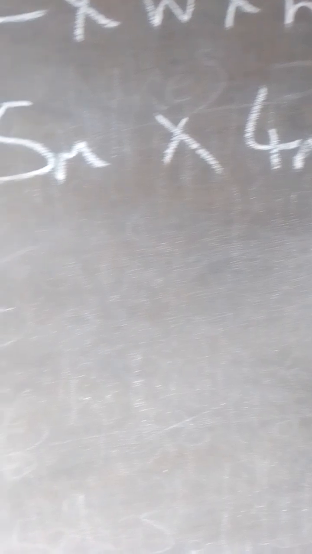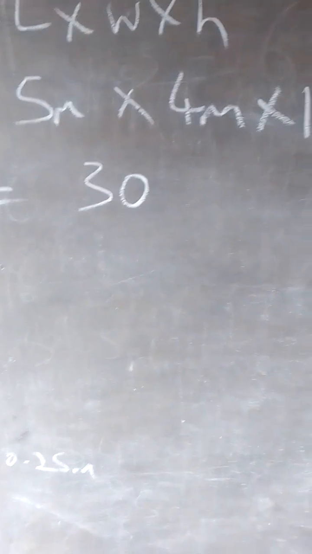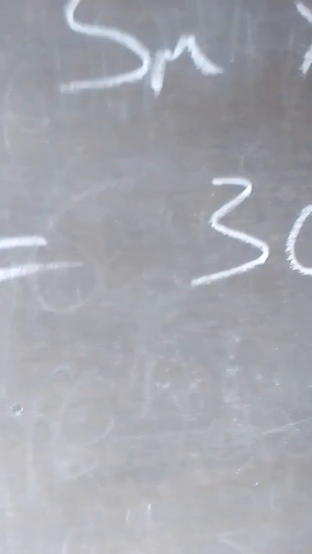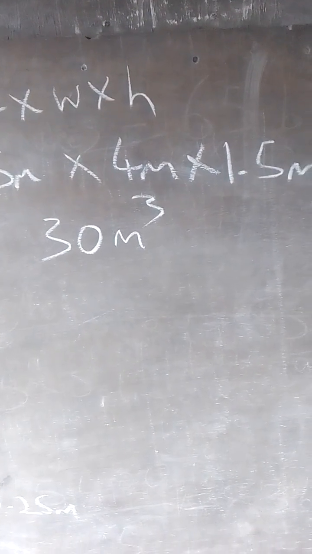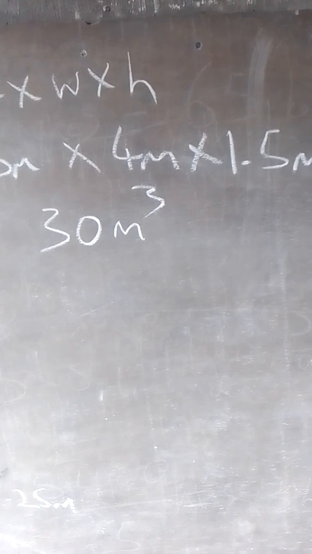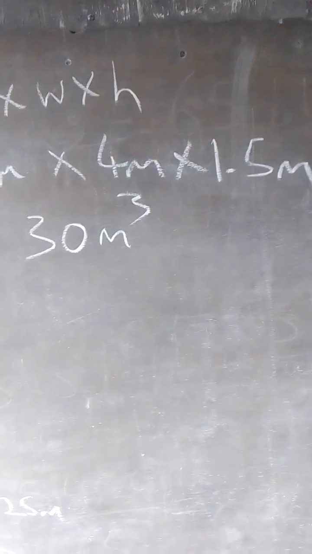5 times 4 times 1.5 is approximately, let's say, 30 meter cube. 30 meter cube. Calculate it yourself. I'm using my head.